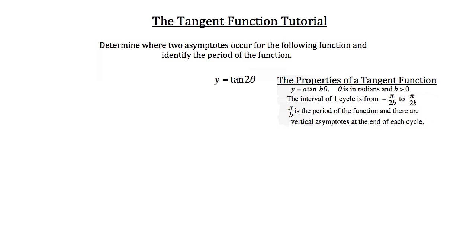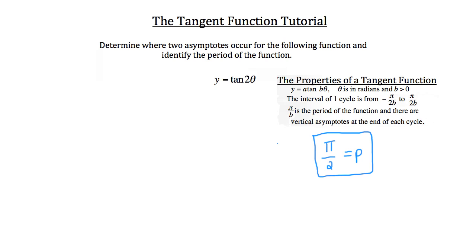Now remember, the period of our function is pi over b, and we know that the b value occurs right before our theta. So for this function, our b is 2. So to calculate our period, we're just going to divide pi by b, which in our case is 2. So that's the period of this particular function. And remember, the period is the horizontal distance in which each cycle repeats itself.